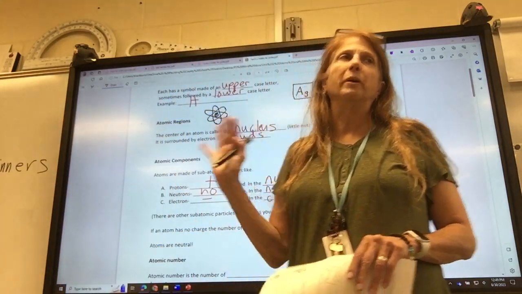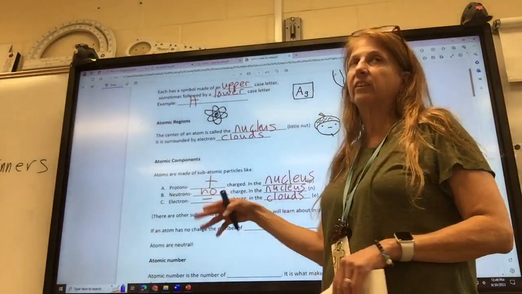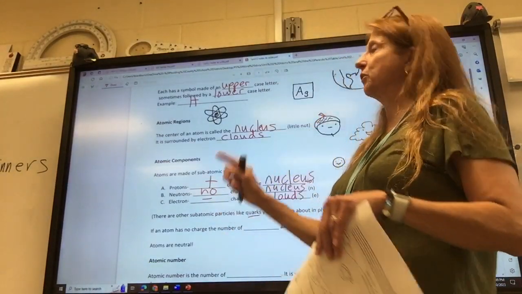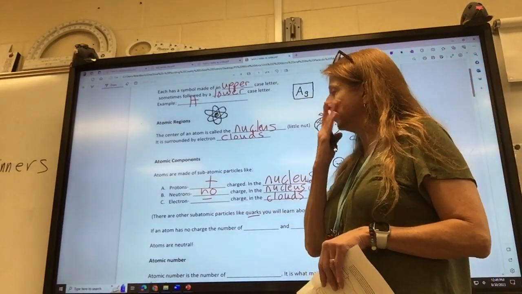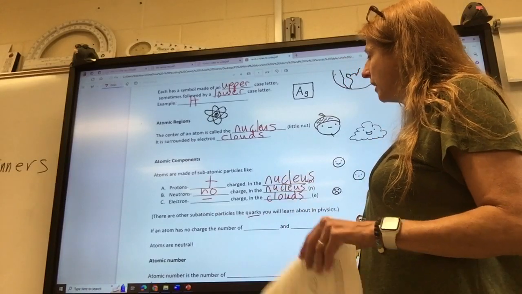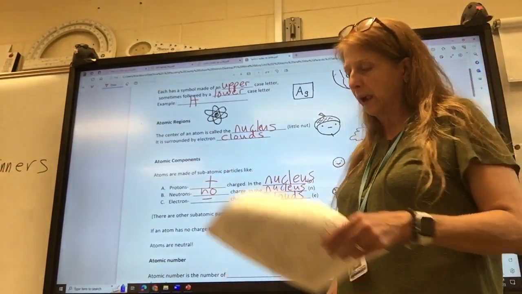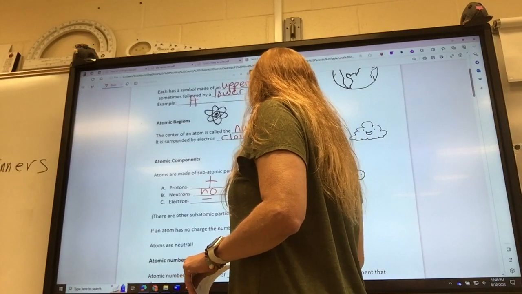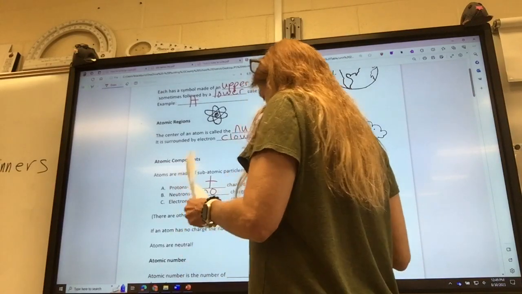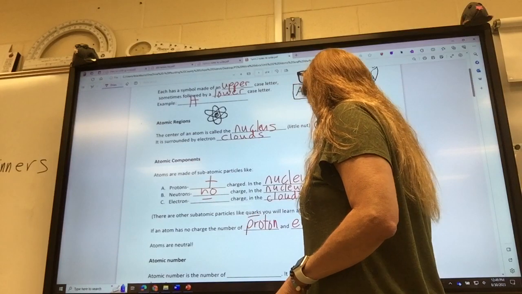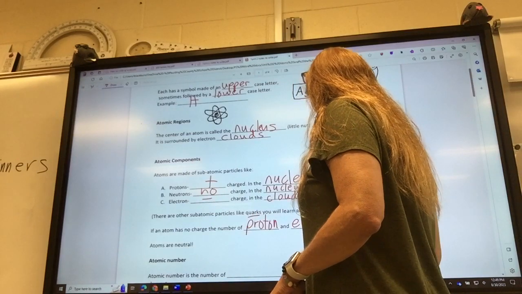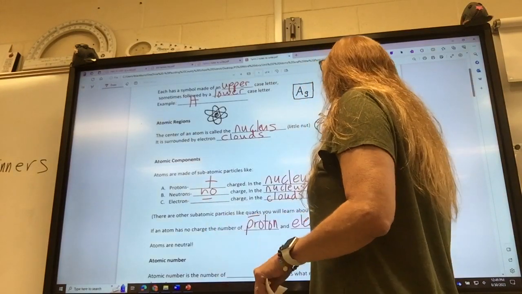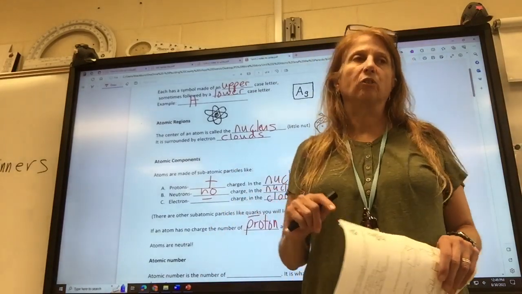But this is a big area of physics, discovering these other itty-bitty things that are smaller than protons and neutrons. If an atom has no charge, the number of protons and the number of electrons are the same, so they cancel each other out.